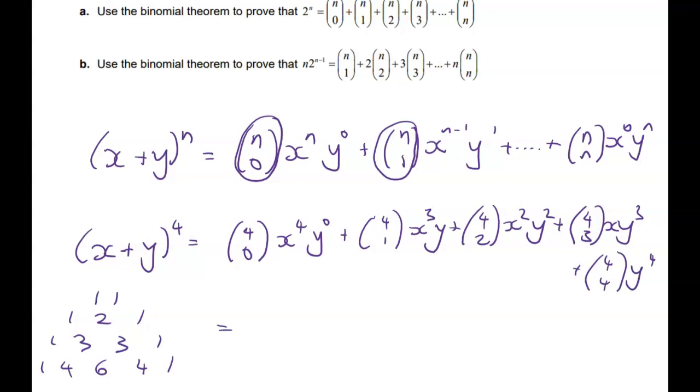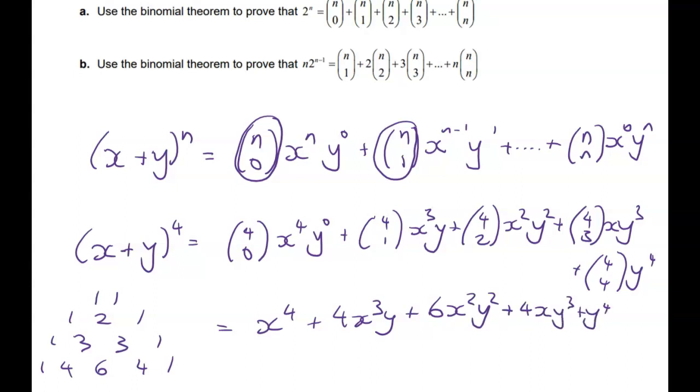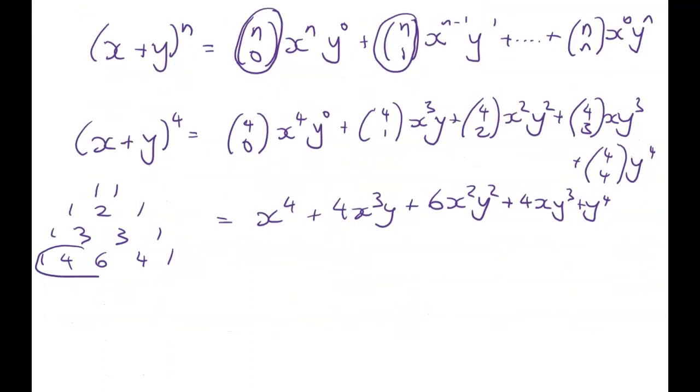And when I clean that up, I get x to the power of 4 plus 4x cubed y plus 6x squared y squared plus 4xy cubed plus y to the power of 4. So you can see those coefficients are matching up to Pascal's triangle. And to get to the next row in Pascal's triangle, I take the 2 entries above it and add them together.